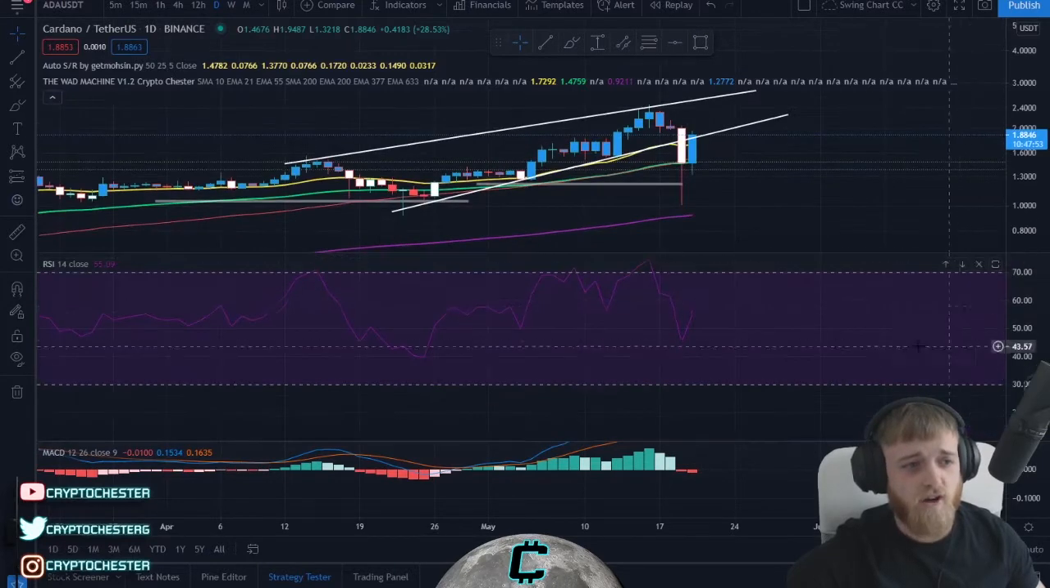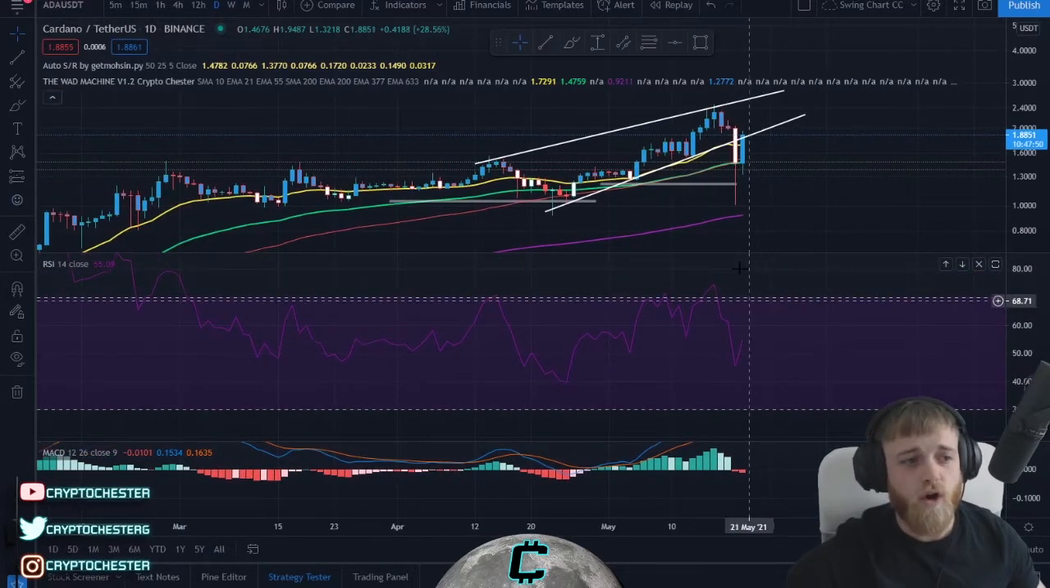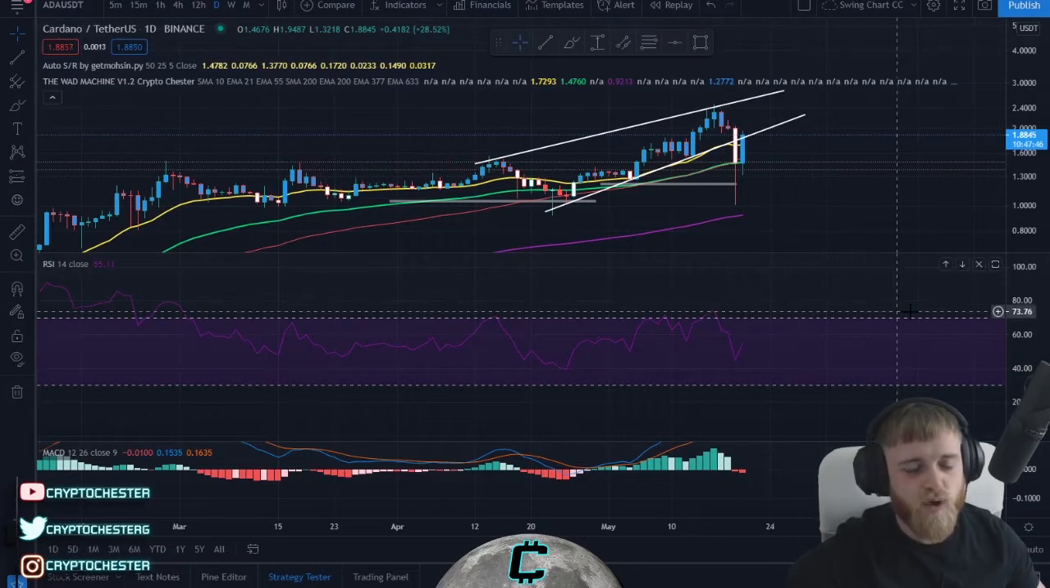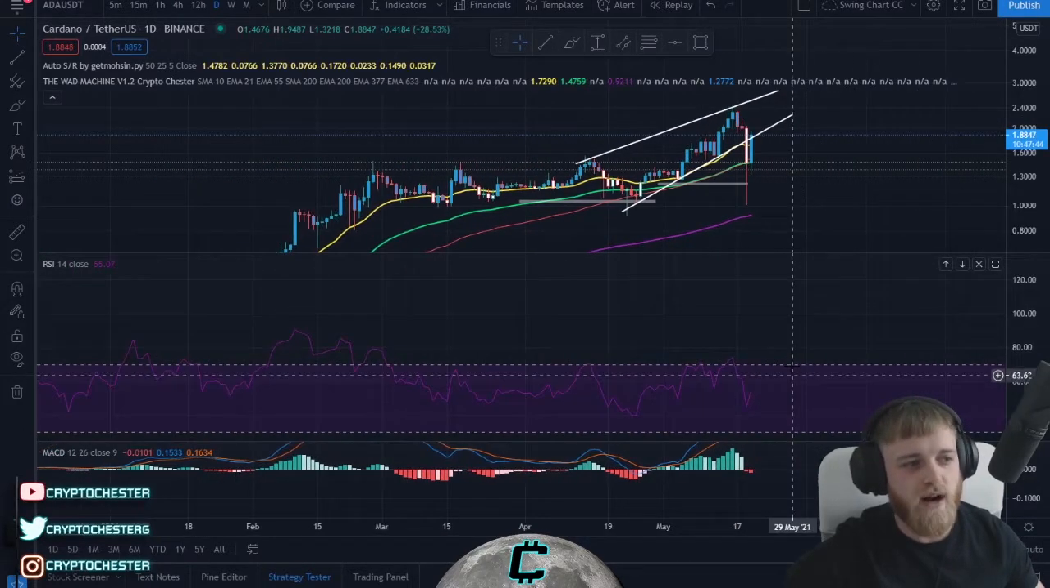In terms of the RSI right now, on the long term, we're not overbought, we're not oversold. We're just stagnant. We're in the middle. We're ready to progress to the upside, in my opinion, right?